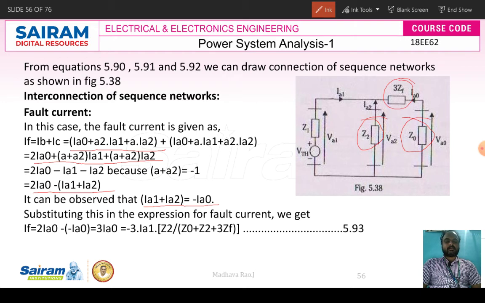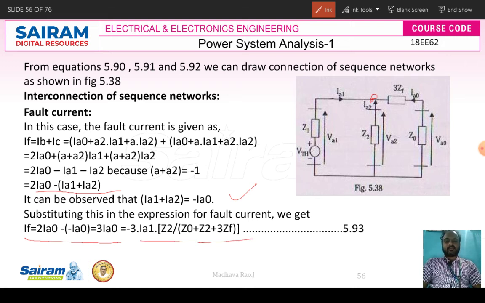By applying KCL at this junction, we can write IA1 plus IA2 is equal to minus IA0. All are incoming currents to the junction, so IA1 plus IA2 plus IA0 is equal to 0, so you can write IA1 plus IA2 is equal to minus IA0, substituting here. So finally you will get IF is equal to 3 into IA0.